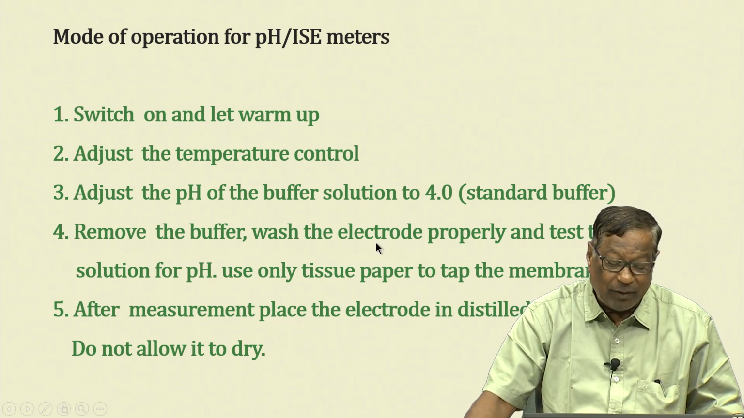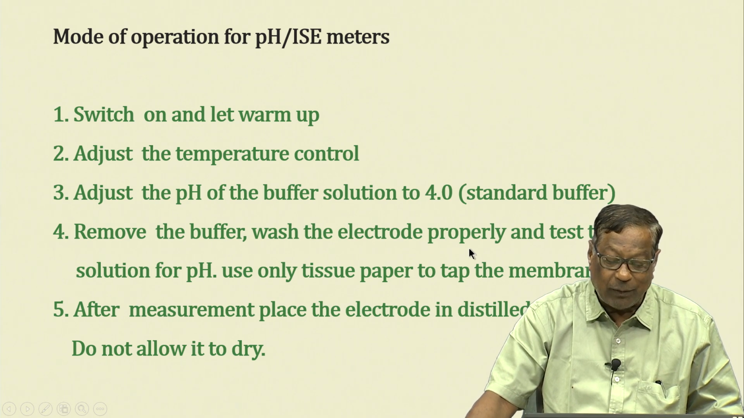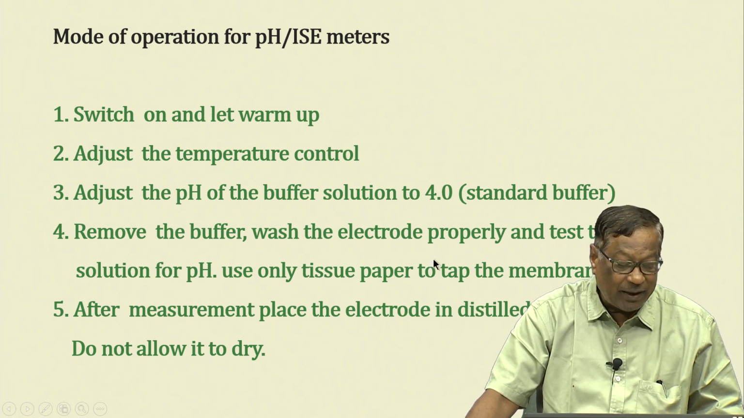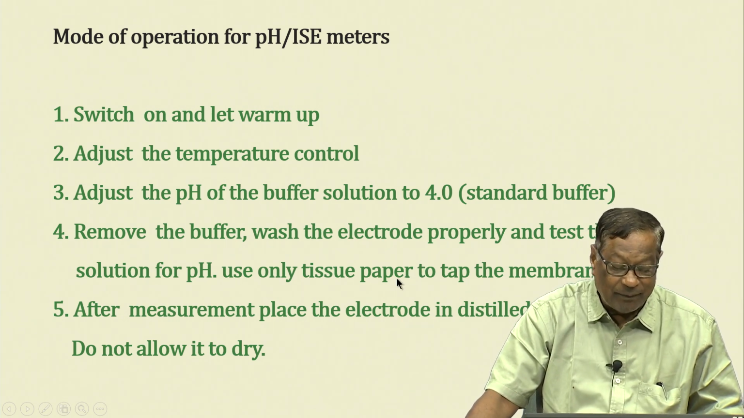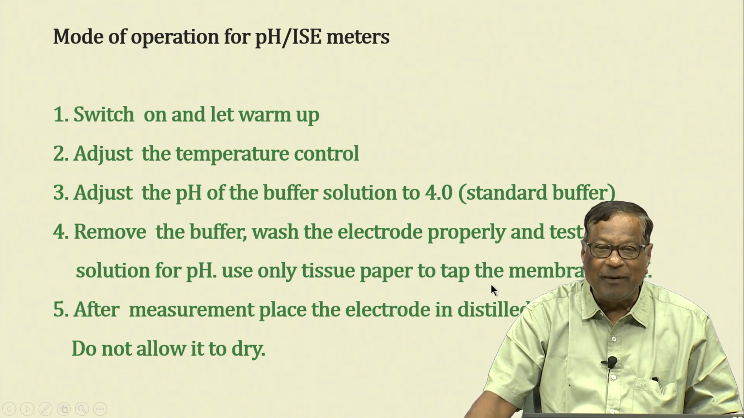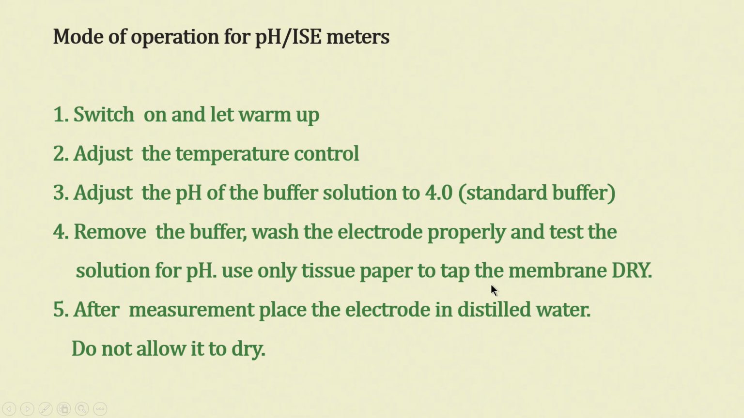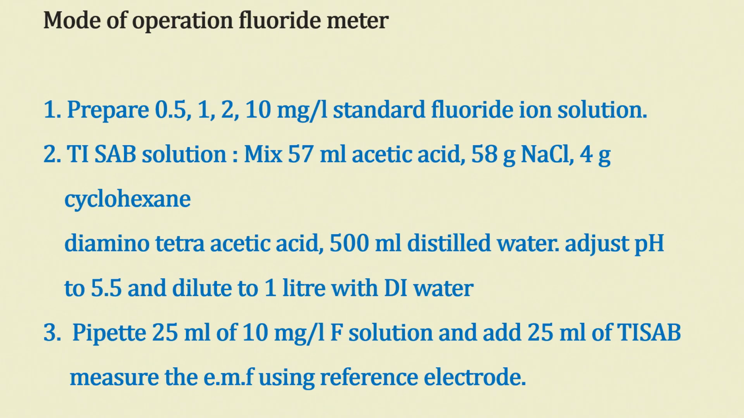Then you can remove the buffer, wash the electrode properly like what I have described earlier, and then test the solution for pH. Use only tissue paper to tap the membrane dry. And then after measurement, place the electrode in distilled water and do not allow it to dry again. So, how do I operate a fluoride meter? Essentially the same thing.